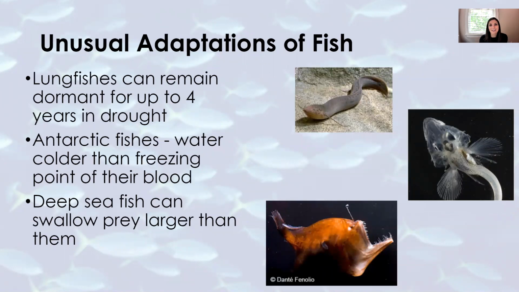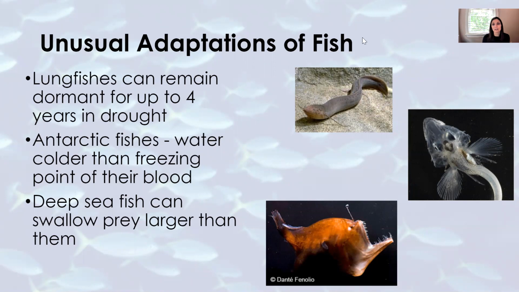So this is the cool part: some unusual adaptations of fish. When we talk about adaptations, I want you to think about how that characteristic allows individuals of this species to survive and reproduce at a higher level, so that the trait persisted over time, over generations and generations.